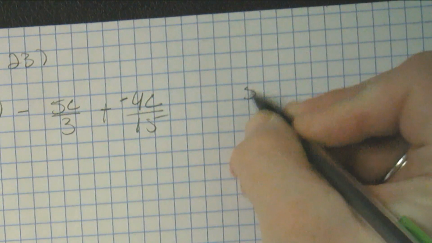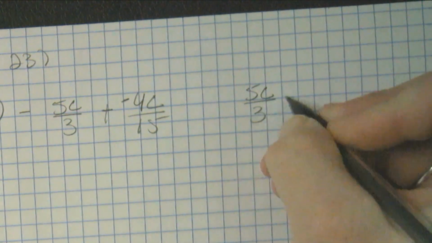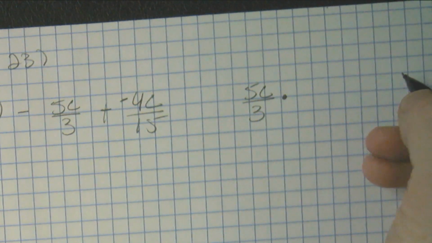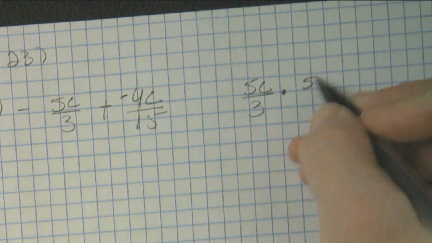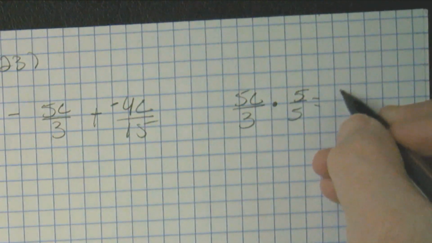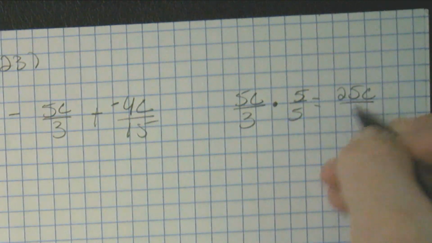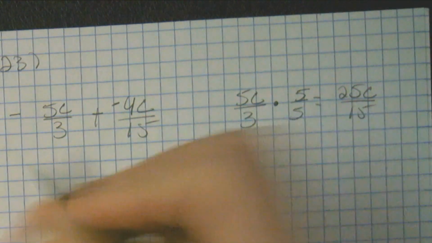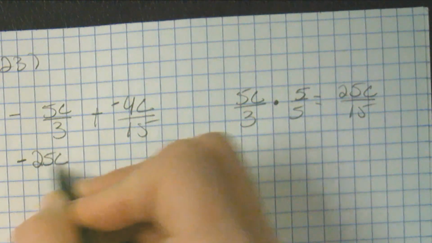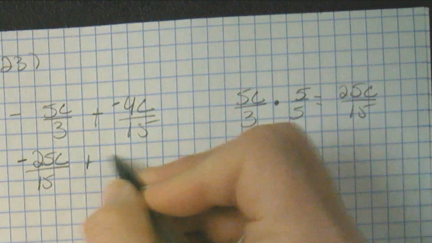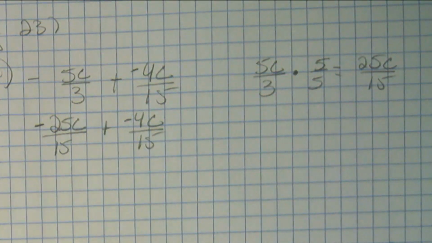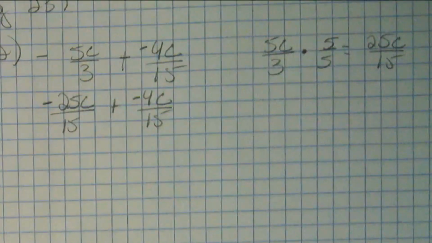So I need to do my equivalent fraction work. I'm going to do this off to the side. Did you use a common denominator of 15? Awesome. So I have to multiply my fraction by 5 over 5, and I end up with 25c over 15. I'm going to come back here and rewrite my fraction. So I have negative 25c over 15 plus a negative 4c over 15. Are you cool so far? Okay.